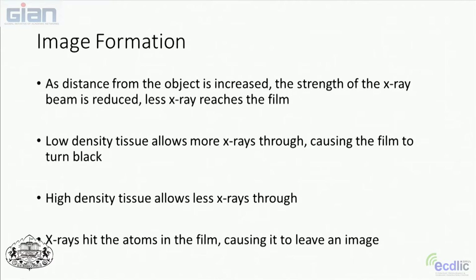So as the distance from an object is increased, the strength of the X-ray beam is reduced. So less X-ray will reach the film. Low-density tissue allows more X-rays through, thus causing the film to turn black on the other side. High-density tissue allows less X-rays through. And as X-rays hit the atoms in the film, it causes it to leave an image.